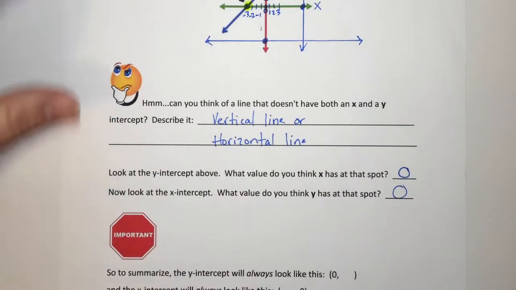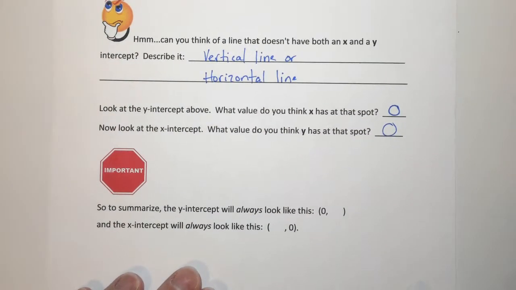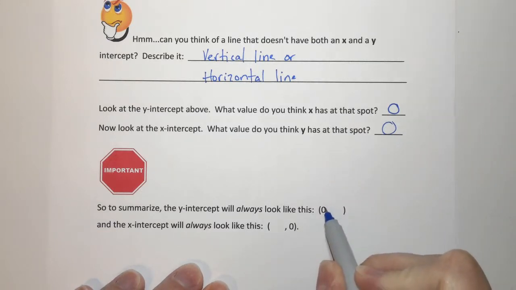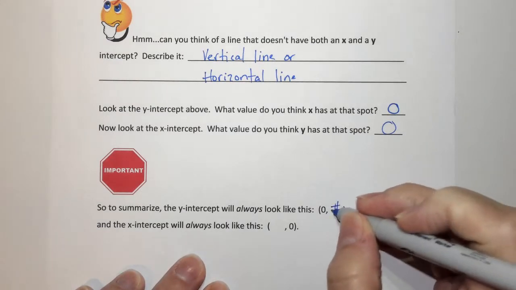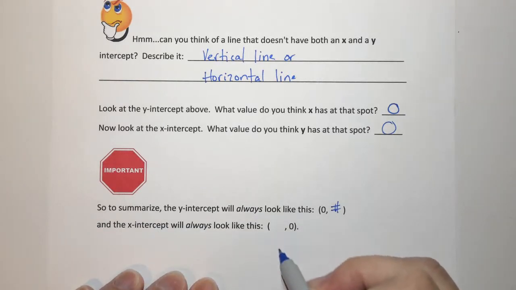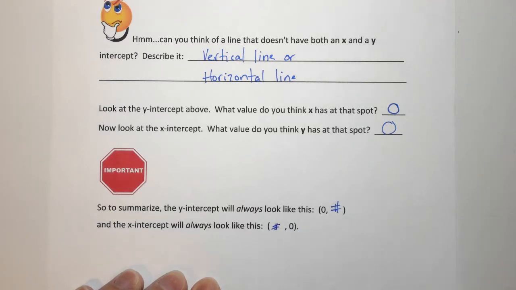And this is an important thing to realize. The y-intercept will always look like this, where you have the 0 for the x value and you have some number for the y. And the x-intercept will always look like this, where you have 0 for the y and some number for the x. This will be important as we move along to our next thing today.